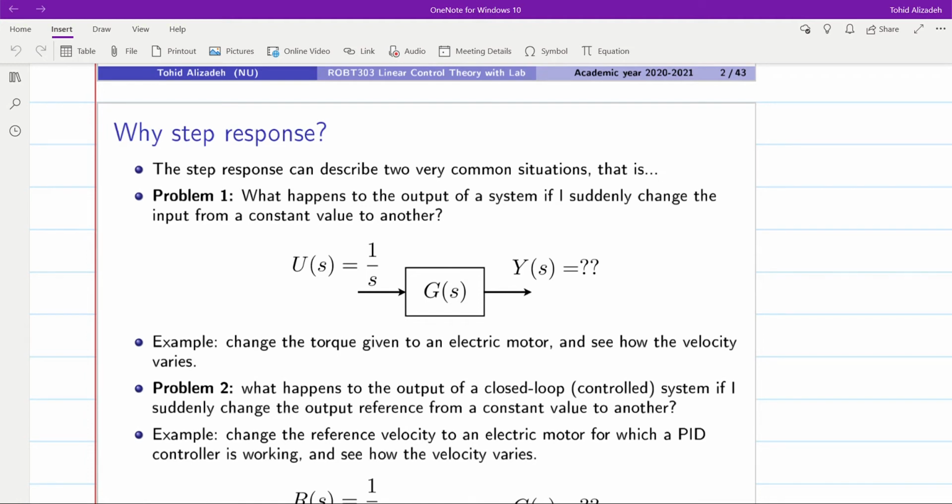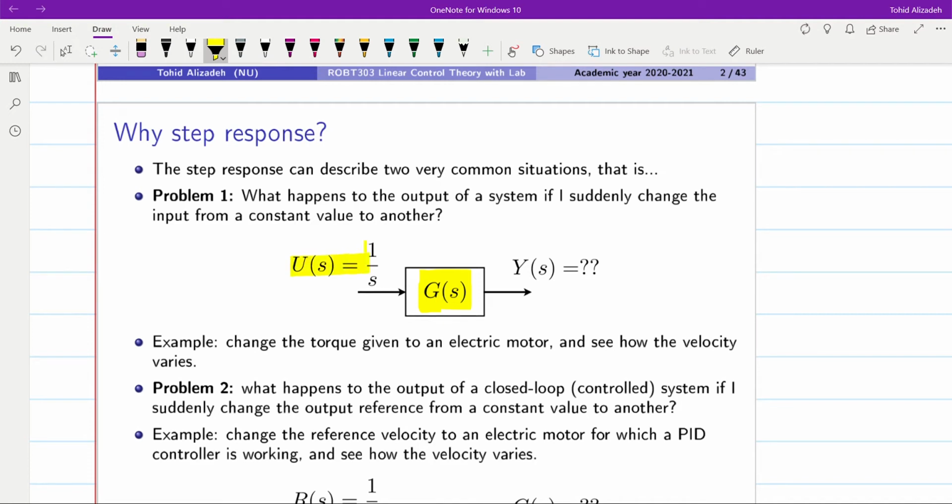If you want to define the step response of the system, it's indeed what we get as the output of the system when we apply a unit step change at the input side of the same system. And it could be considered in two ways. In the first case, we assume that we have the system in the form of a transfer function here, G of s, which receives the unit step at its input.